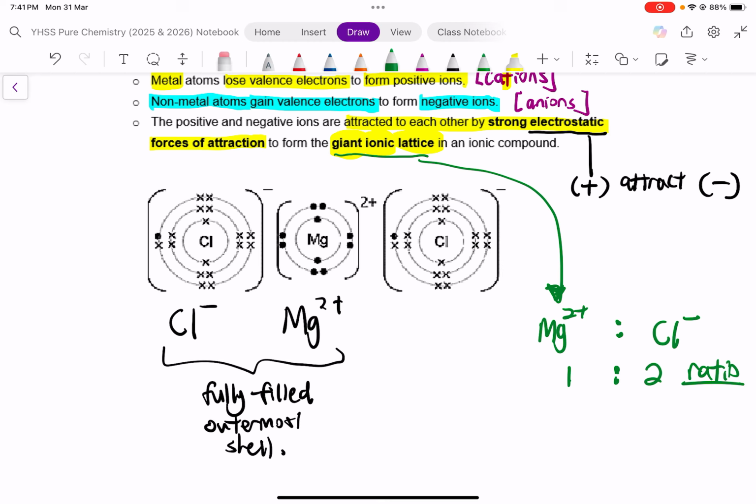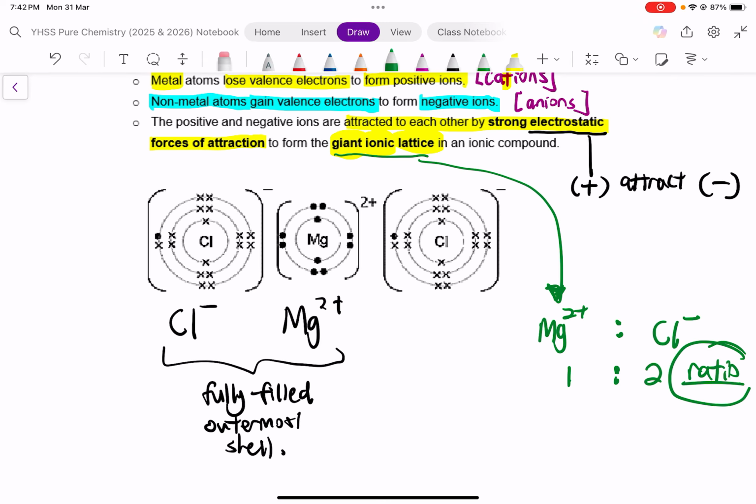So the formula MgCl2 does not mean that there's only one magnesium and 2 chlorides. It means that magnesium and chloride are in a 1:2 ratio. We need to understand this key difference. When we say that it's in a ratio, it could mean there are billions and billions of ions, just that the ions are in a 1:2 ratio, which is the case for a giant ionic lattice. So the giant ionic lattice is the name of the structure for an ionic compound.